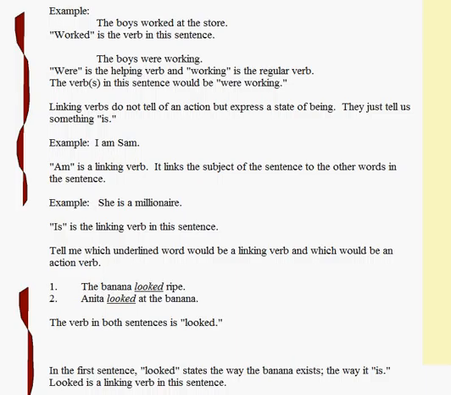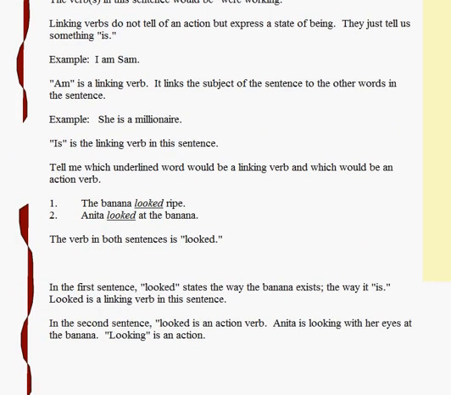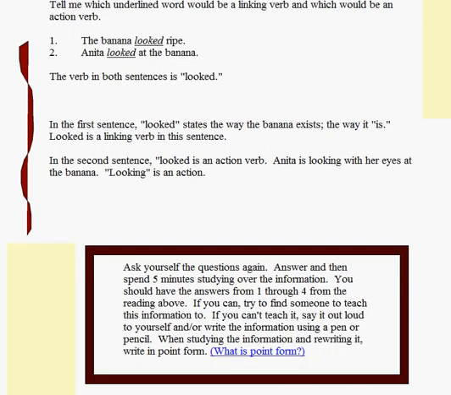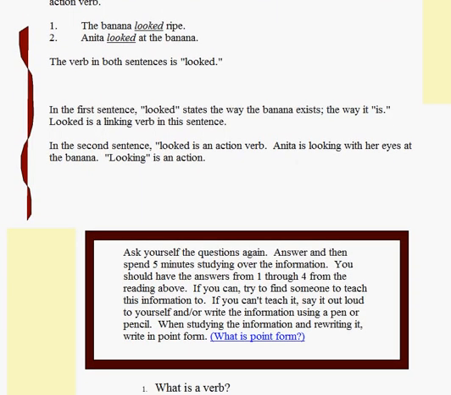Tell me which underlined word would be a linking verb and which would be an action verb. The banana looked ripe. Anita looked at the banana. The verb in both sentences is looked. In the first sentence, looked states the way the banana exists, how it is, the way it is. Looked is a linking verb in this sentence. And in the second sentence, looked is an action verb. Anita is looking with her eyes at the banana. Looking is an action.